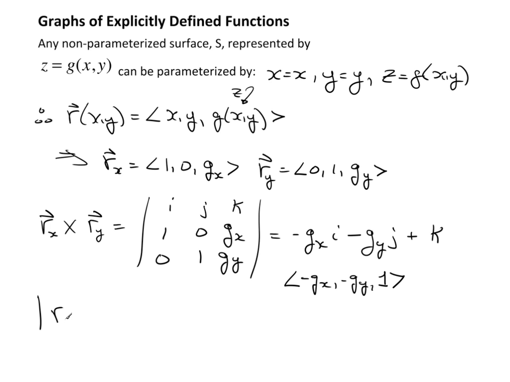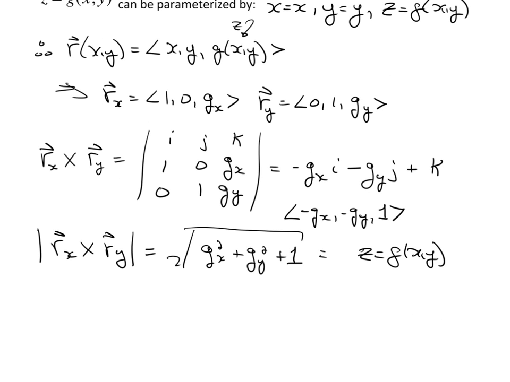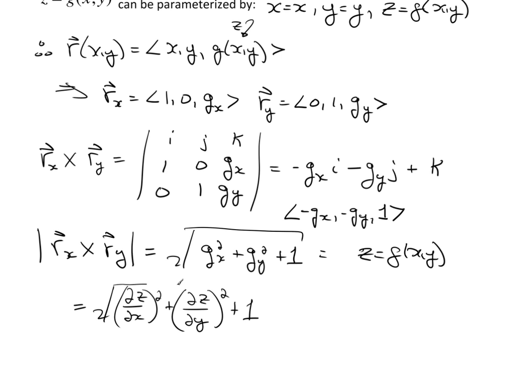So the magnitude of the cross product is going to be the square root of the partial of g with respect to x squared plus the partial of g with respect to y squared plus 1. Which, remember, g is actually z, z equals g of x, y. So I could rewrite this as the partial of z with respect to x squared plus the partial of z with respect to y squared plus 1.